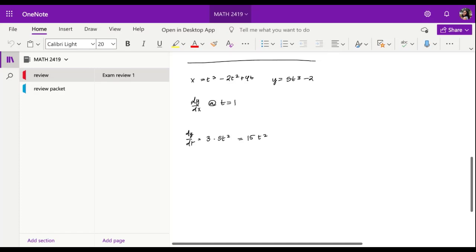And if we plug in 1, we will get 15, because we want to find dy dx at t equals 1. And next, if we solve for dx dt, we can do the exact same process. We'll take the derivative of x with respect to t, and so we have 3t squared minus 4t plus 4. If we plug in 1, we have 3 times 1 minus 4 plus 4, and we end up with 3.